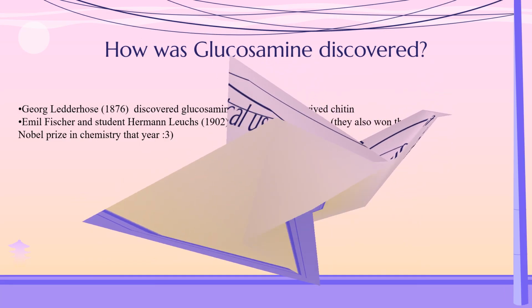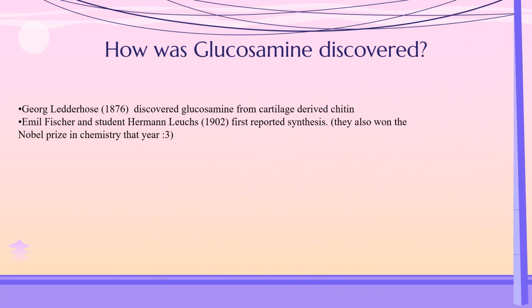Glucosamine was discovered by George Ledderhose in 1876. It was discovered from cartilage derived from chitin, so I assume probably human cartilage. And Emil Fischer and his student Hermann Leuchs first reported synthesis, producing glucosamine in a lab. They won a Nobel Prize for that, which is pretty nice.